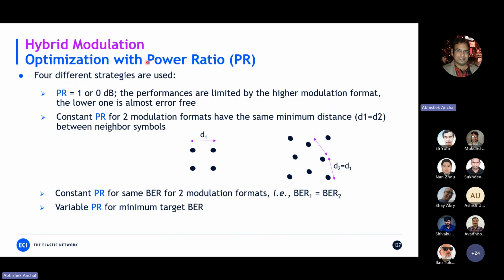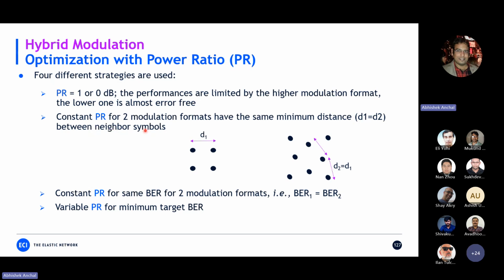So there are different strategies to follow. Either you keep the same power ratio, meaning both modulation formats have the same signal power. In this case, the power ratio is 0 dB, which is very bad, because the lower modulation format will have almost error-free transmission, while the higher modulation format will go through more error. So keeping the power ratio at 1 is not a preferable strategy.